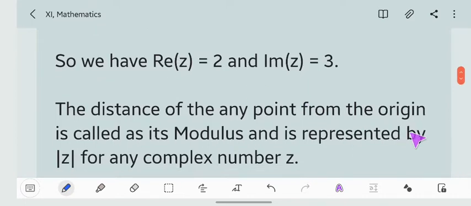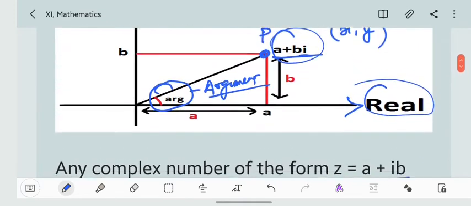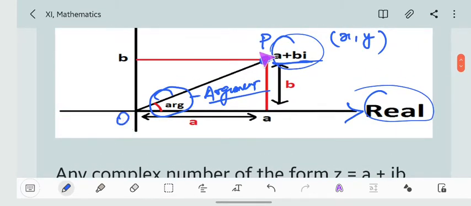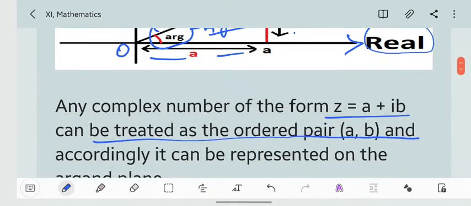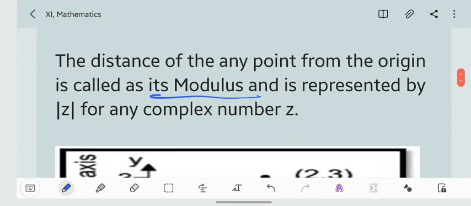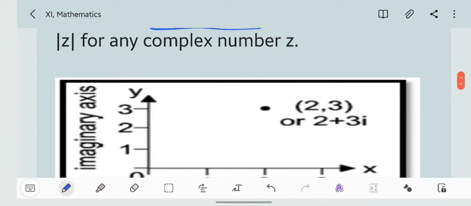The distance of any point from the origin is called its modulus. This distance from the origin to point P is called the modulus. The value of the modulus, suppose I represent it as mod z, is the square root of x squared plus y squared. Here it is a and b, so it will be the square root of a squared plus b squared.